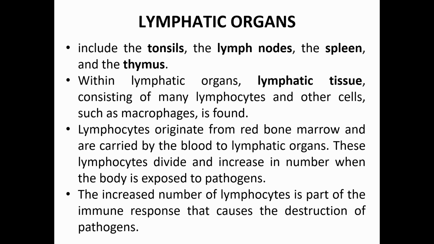Other lymphatic organs include the tonsils, the lymph nodes, the spleen, and the thymus. Within each lymphatic organ, lymphatic tissues consisting of many lymphocytes and other cells such as macrophages can be found. Lymphocytes originate from the red bone marrow and are carried by the blood to lymphatic organs. These lymphocytes divide and increase in number when the body is exposed to pathogens. The increased number of lymphocytes is part of the immune response that causes the destruction of pathogens.